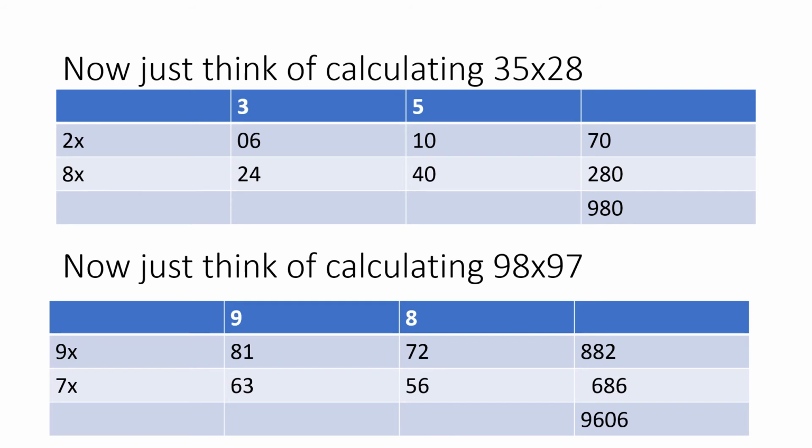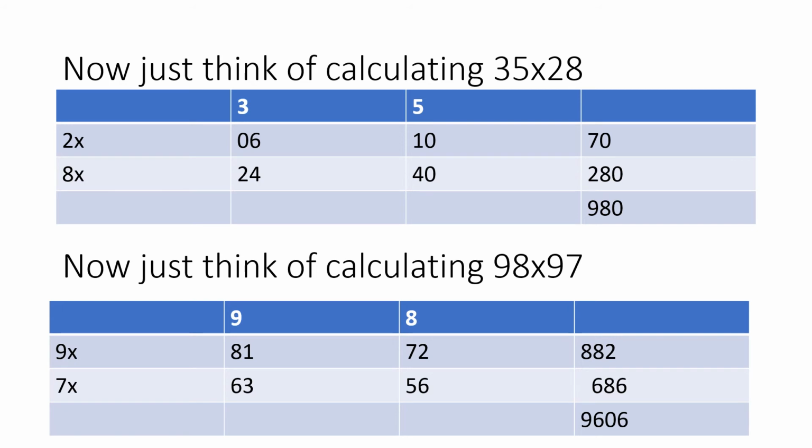Similarly, we have done for 98 into 97. So 98 means 9 table and 8 table. So 9 and 7 means 9th position and 7th position. We have to note down. So here, similarly, 9 into 9, 81, and 9 into 8, 72. So 81 plus 7 is 88, and 2 as it is we have taken.